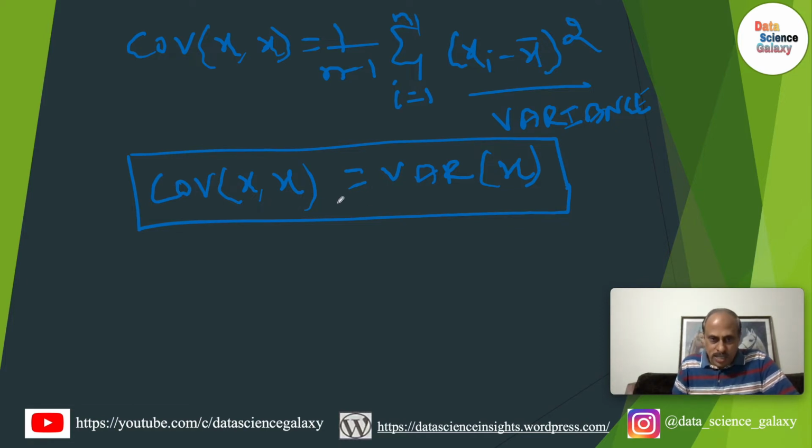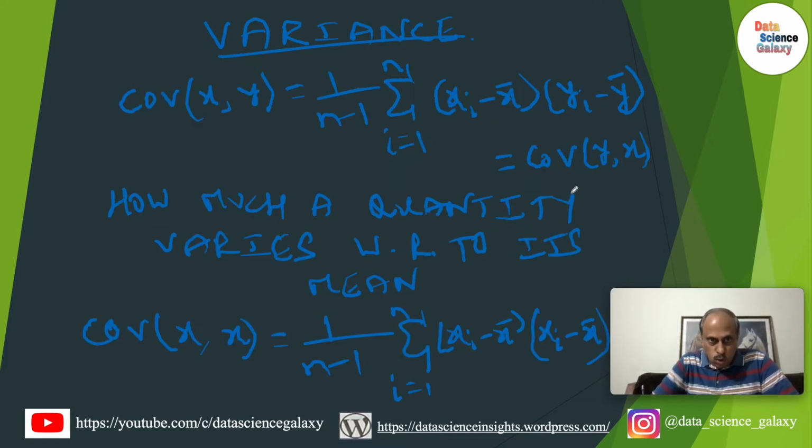Notice here, I'm going to take covariance of a variable against itself. So it's the single variable x. Covariance of a variable against itself is nothing but the variance of x. When you look at variance of x, we have one dimension or one variable, whereas when you look at covariance, we are having two variables.